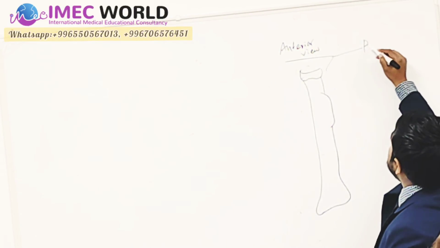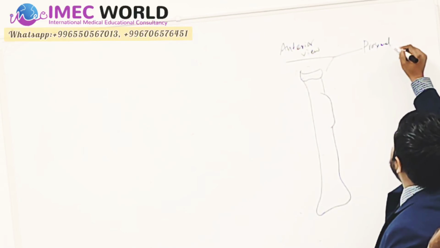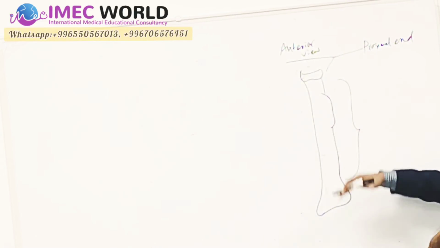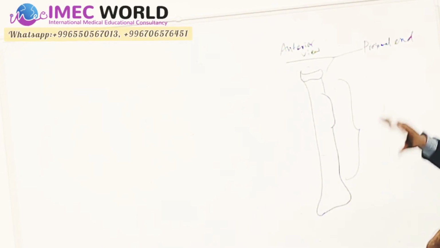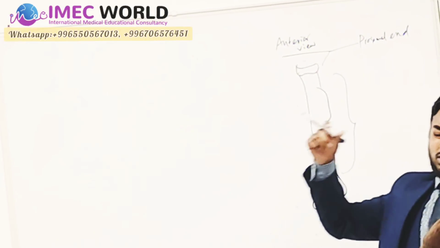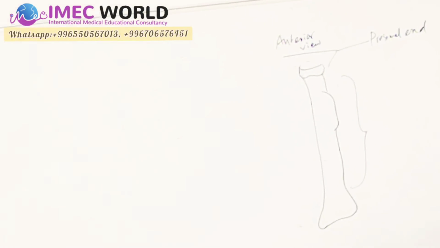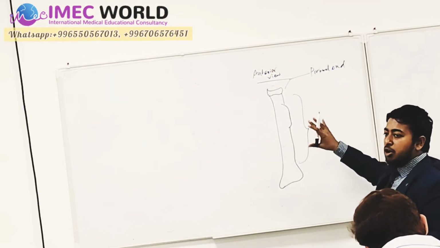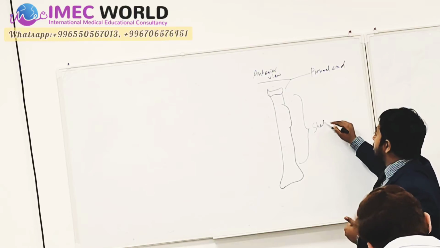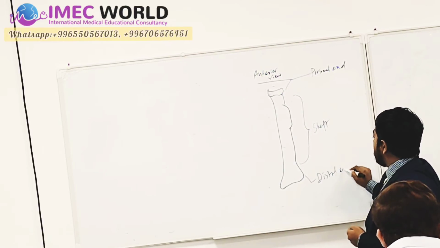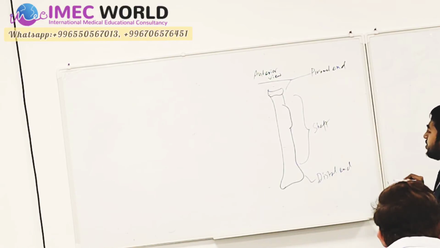This is the proximal end. This is the shaft in the middle. The shaft will be the longest part. The ends are just the extremities of the bone, the extreme areas or end locations of the bone. So they are just some small areas, but the shaft will be the longest area. And this is the distal end of radius.